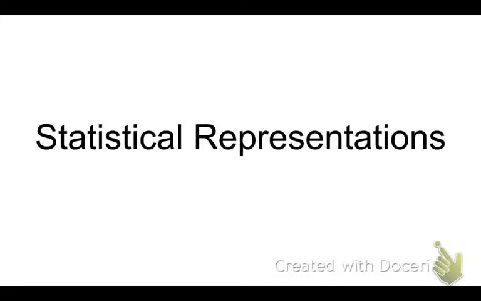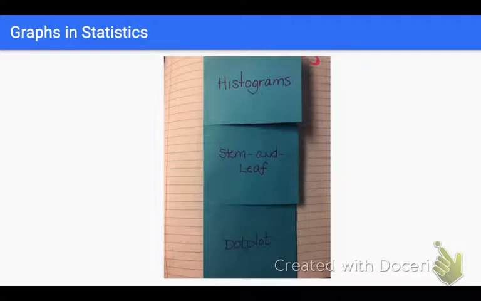Today you're going to be looking at statistical representations or graphs and the way that we represent data. The three that we're going to focus on are histograms, stem and leaf plots, and dot plots currently.